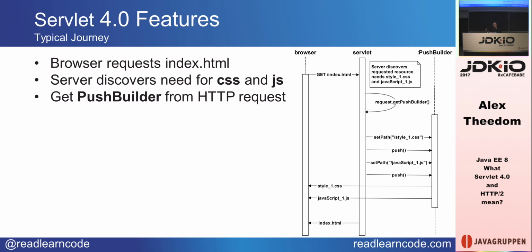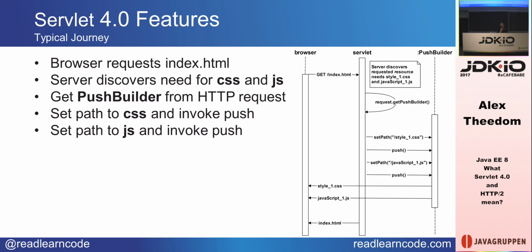You get a push builder. Now, this can be done manually, or it can be done under the hood. And from that, you get that from the HTTP request. You set on the push builder instance the CSS file, and you invoke push, okay? And you call the push method. So either you're doing that yourself as a developer, or it's been done under the hood by the framework.